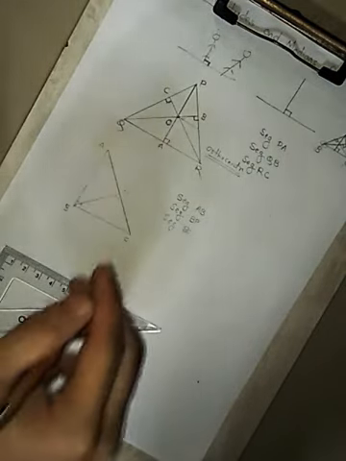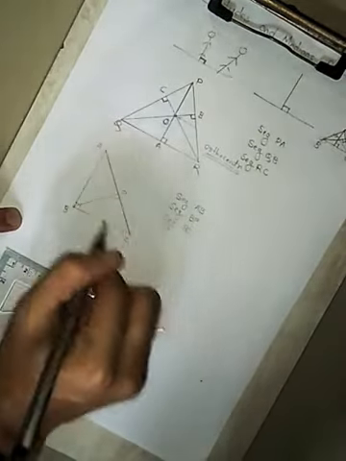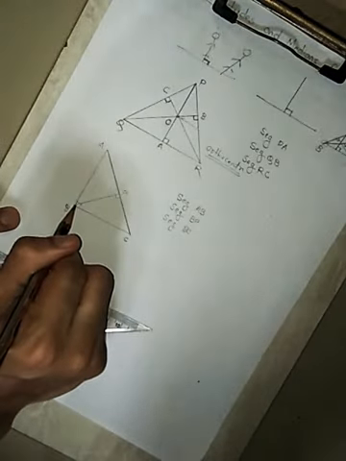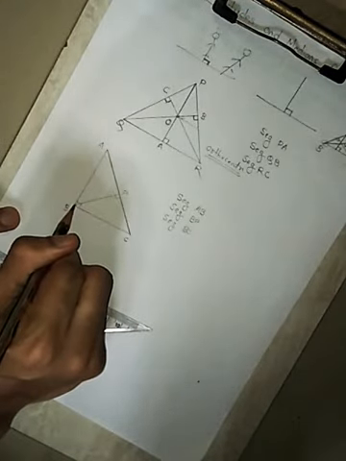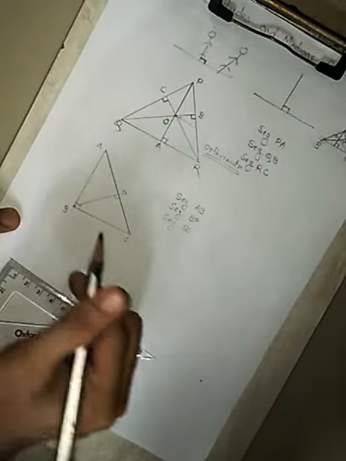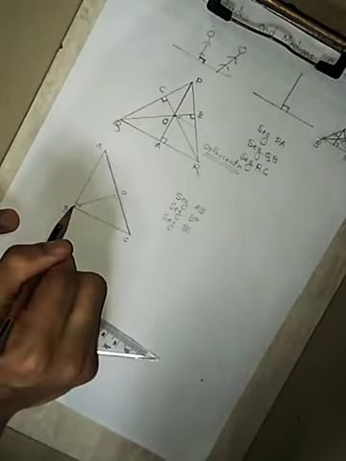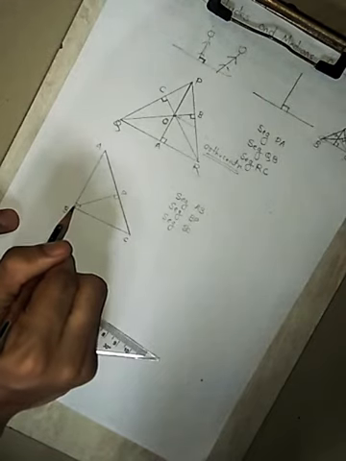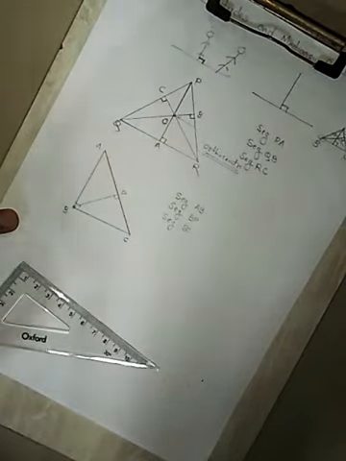Okay students, in this way all your altitudes are concurrent, or you can say they intersect at point B. So B is nothing but the orthocenter also. So your orthocenter is on the vertex B only.